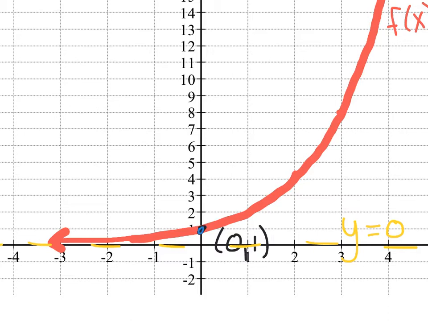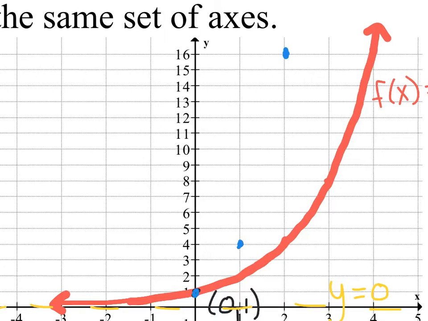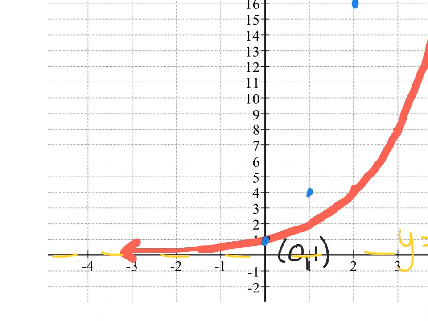Notice that we still have the point 0, 1. And then we'll also have a different point, 1, 4. And then we're already up here at 2, 16. At negative 1, we're at 1/4, which should be below this one. And then 1/16, 1/64. So this one gets closer to the x-axis faster.